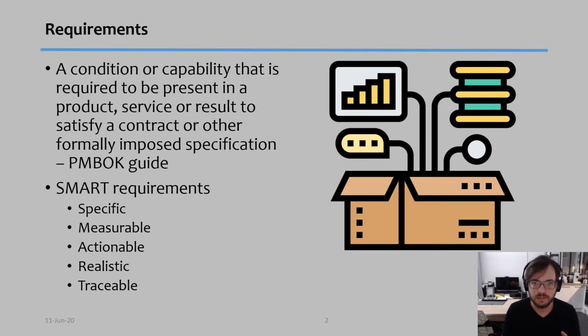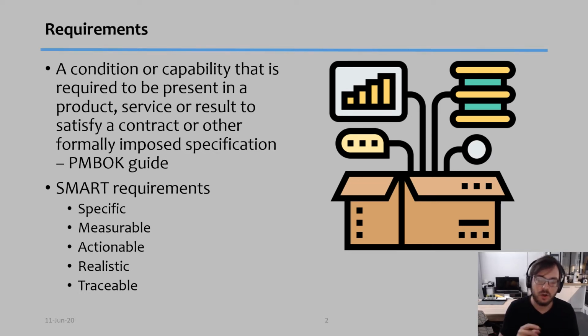They need to be S for specific. In other words, they need to be as precise as possible and clear. Number two, they need to be measurable. So I need to have some level of ability to measure that requirement to see if at the end of the project it is present or not. All right, it needs to be as well actionable. That means that there needs to be work associated with it. It needs to be something that I can assign or break down into tasks, like I'm going to show later on in another video. It also needs to be realistic for obvious reasons, right?